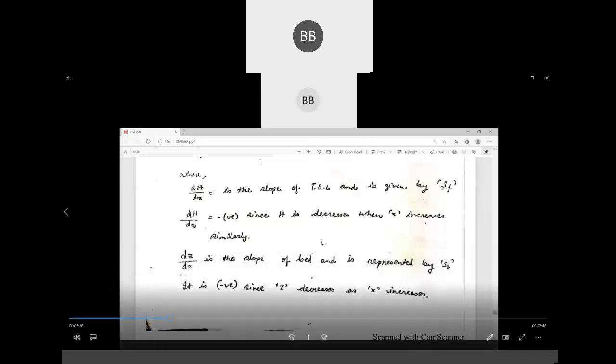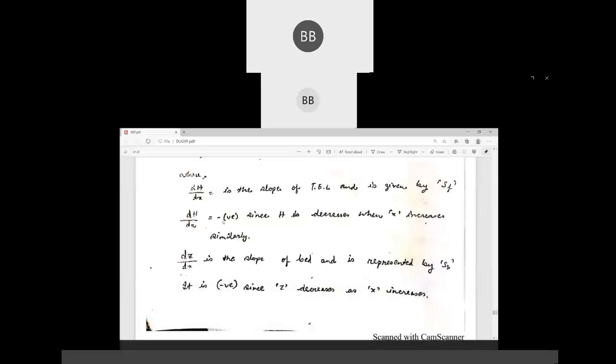and is given by Sn. Okay. Then in the next line you write dH by dx is equal to negative, since H decreases when x increases. If you increase the distance, our value of H decreases.